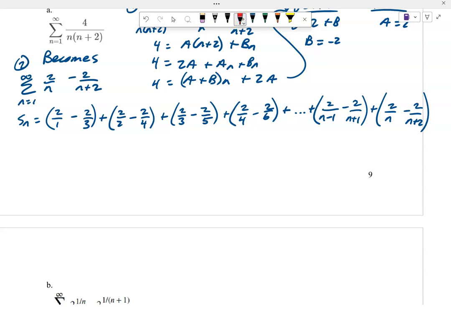And now notice the minus 2/3, but it skips 1, 2, 3 to there, canceling out. Wait, I'm sorry, that 2 over 2 is not canceling. The 2 over 4 cancels. Minus 2 over 4, 1, 2, 3. And then the 2 over 5 would cancel. 1, 2, 3. The 2 over 6 would cancel. 1, 2, 3.